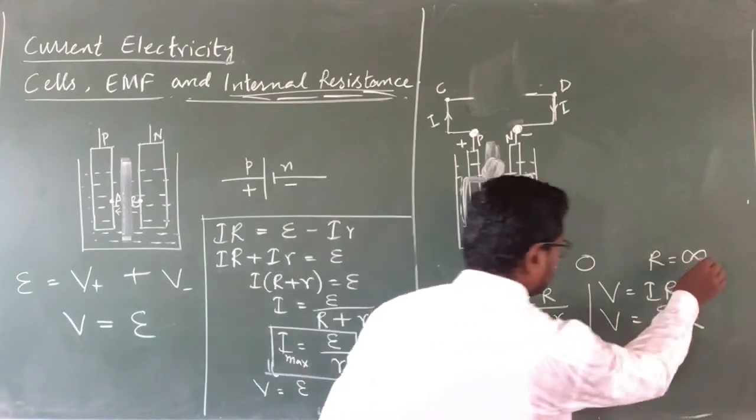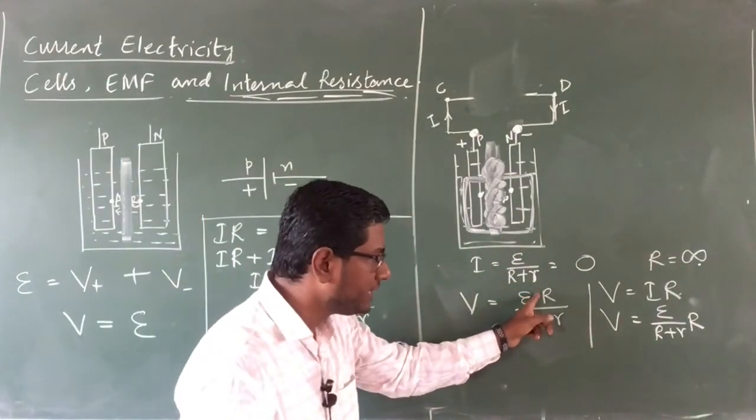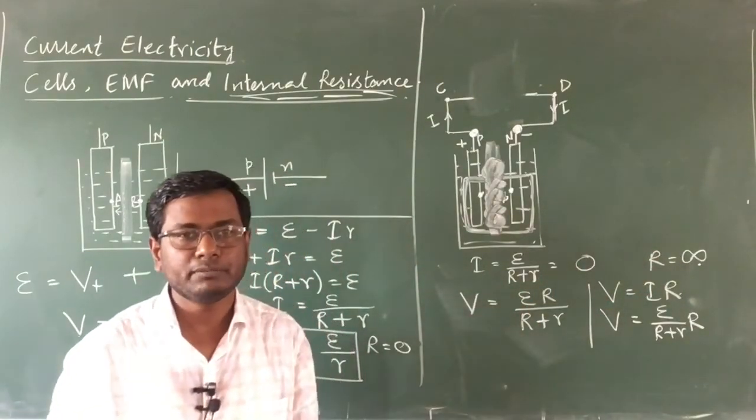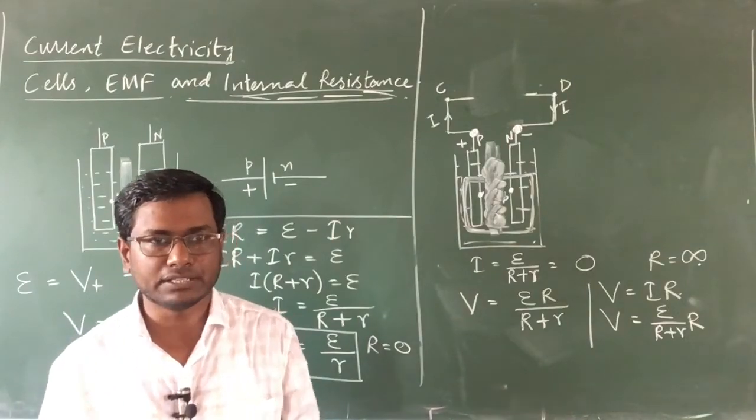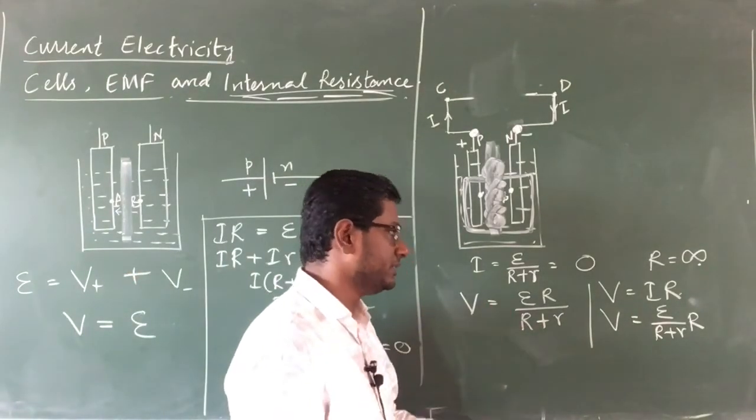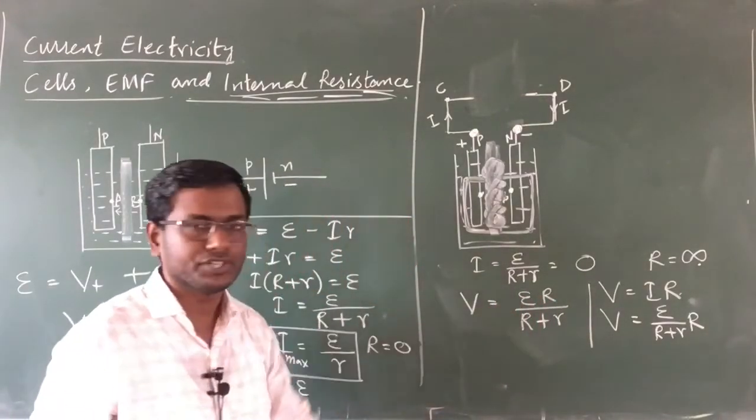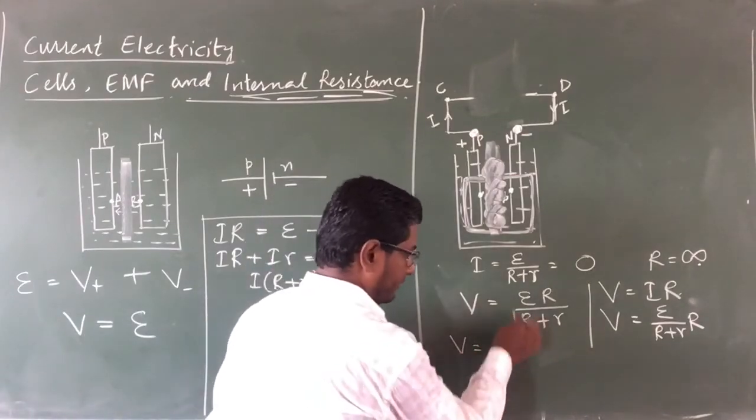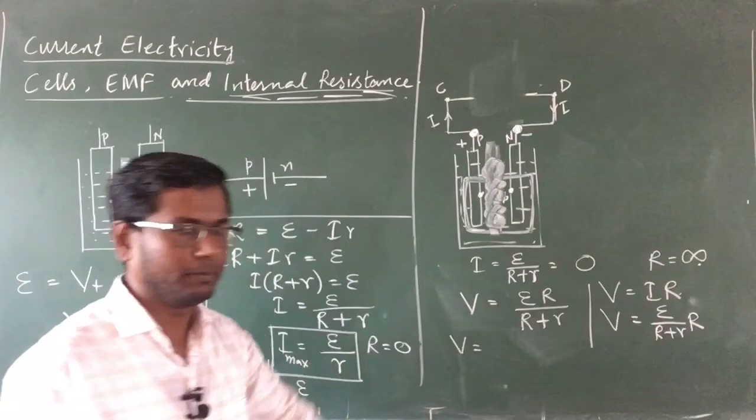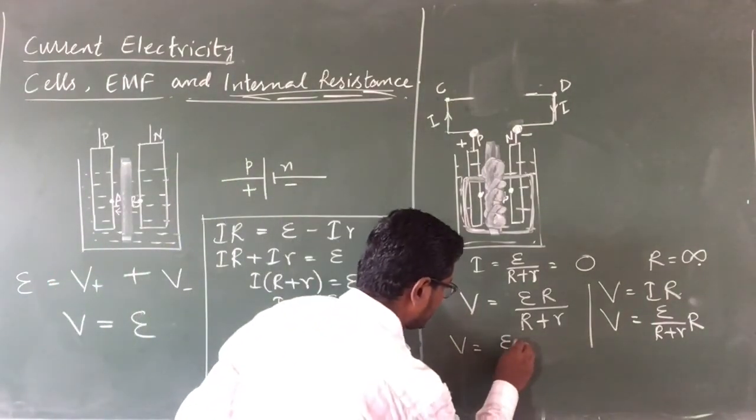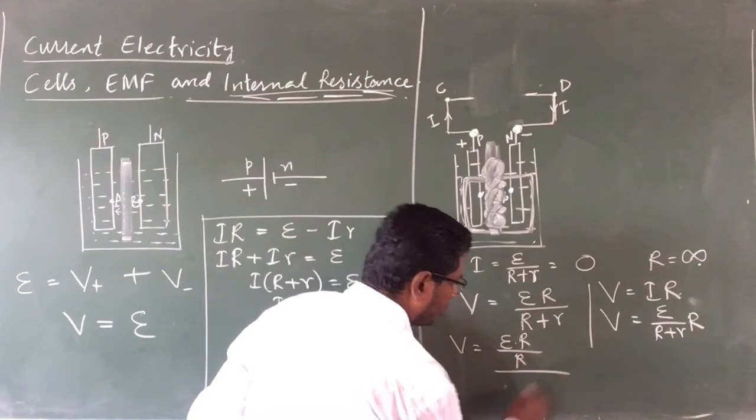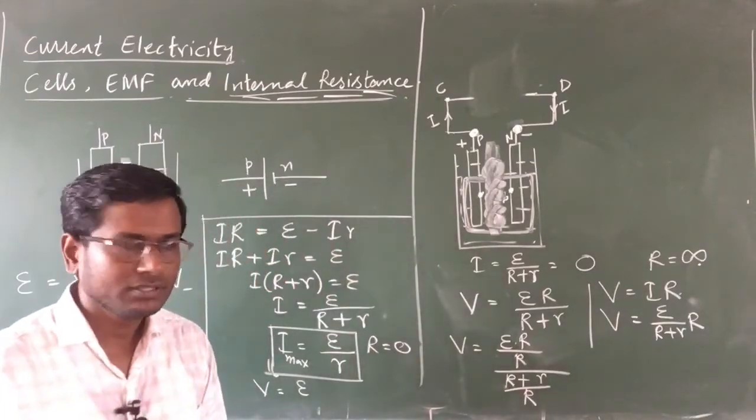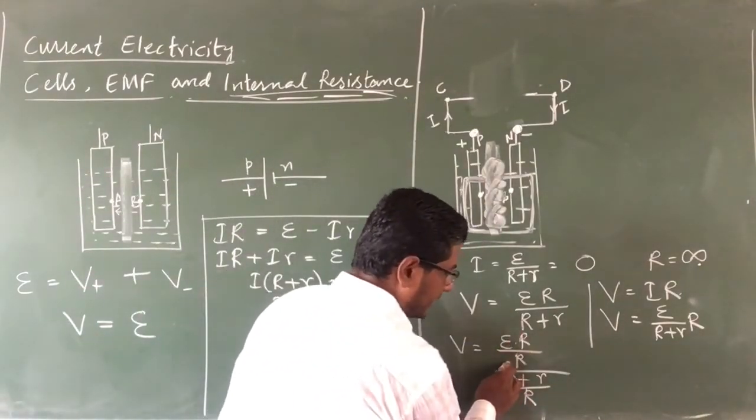Now what happens here is, if this R becomes infinity, there is an infinity in the numerator. Similarly, there will be an infinity in the denominator. So infinity by infinity is an indeterminate form in mathematics. So we cannot solve that circuit directly. So what we do here is we are going to slightly modify this equation using mathematics. So this is going to become V is equal to, dividing numerator and denominator both by R, epsilon R divided by R, whole divided by R plus r, whole divided by R.